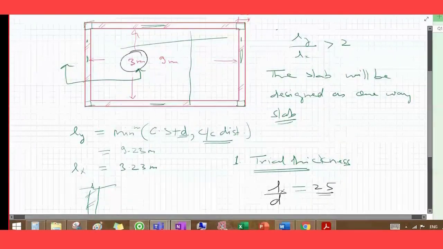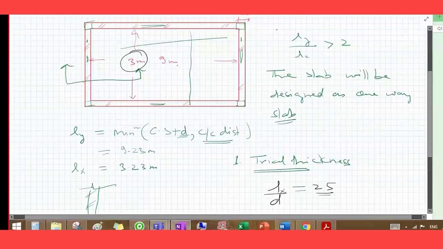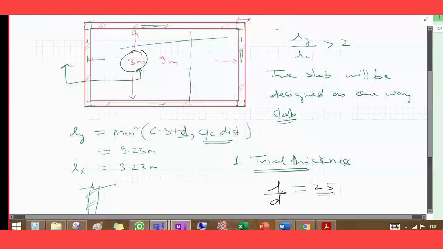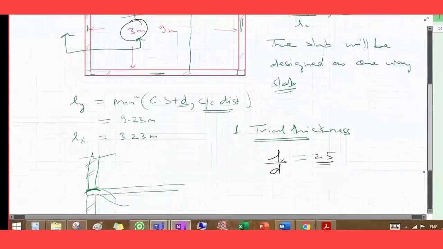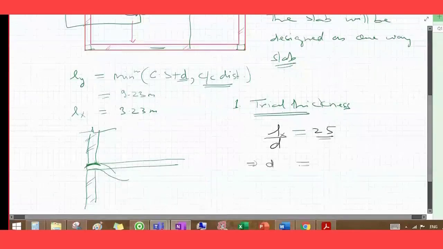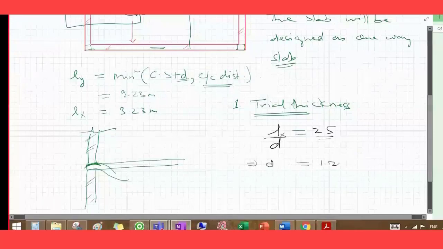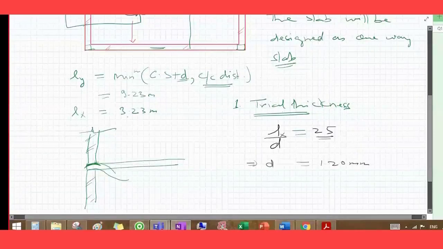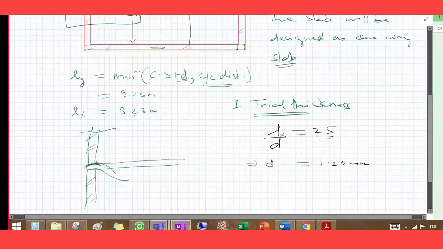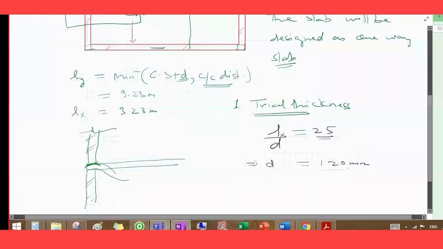So obviously I'll be taking 3 meter. You should not take 9 meter, because it's a one-way slab. So in one-way slab, the bending will be along shorter span. So that's why, when I'm doing trial thickness, I'm writing Lx by D equal to 25. So from here, you are going to get this D if you do this computation. If you do 3,230 divided by 25, you will get D nearly equal to 120 mm.